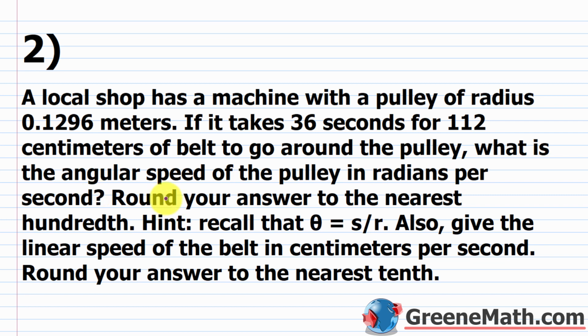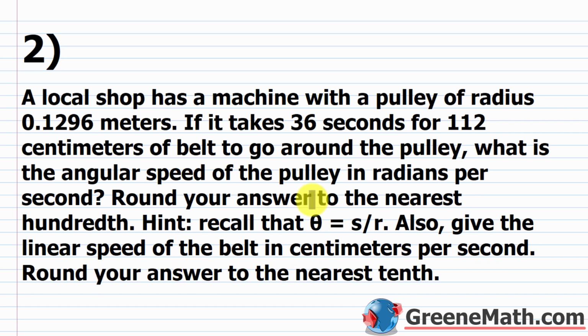Now, I have here that we want to round your answer to the nearest hundredth, and I give you a little hint. Recall that theta, which is your angle measured in radians, is s, which is your arc length, divided by r, which is your radius. Then I also give the linear speed of the belt in centimeters per second. We want to round your answer to the nearest tenth.